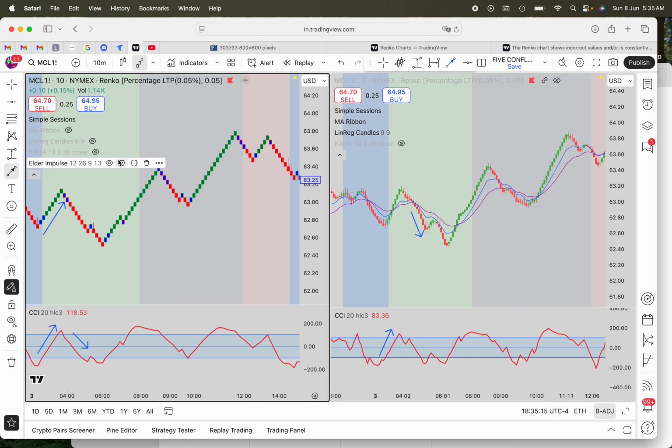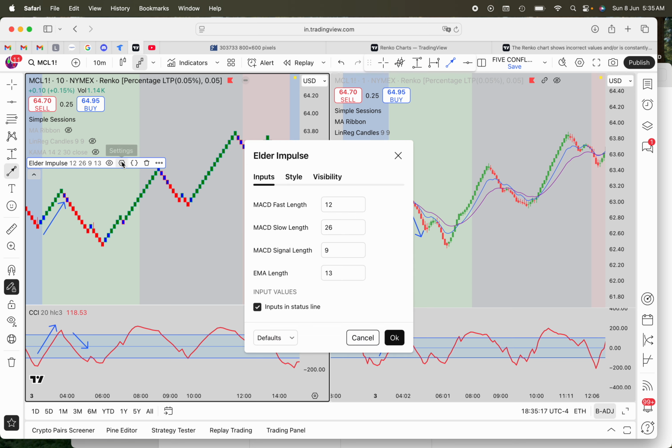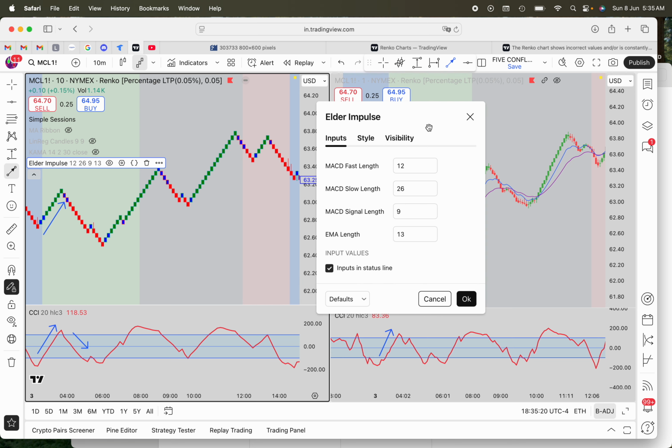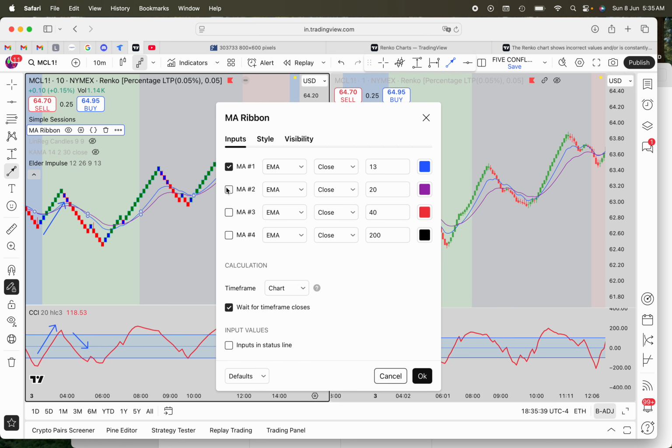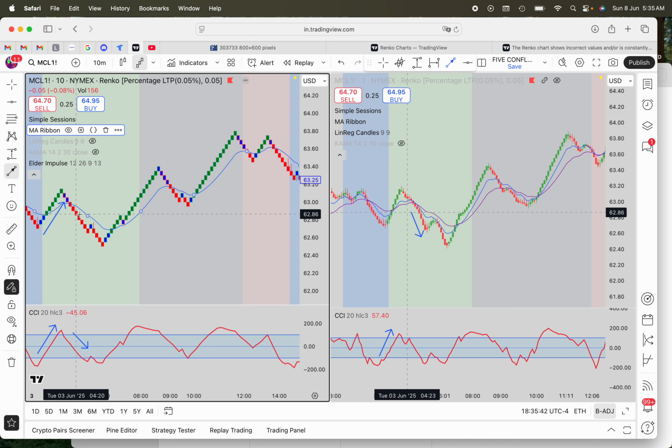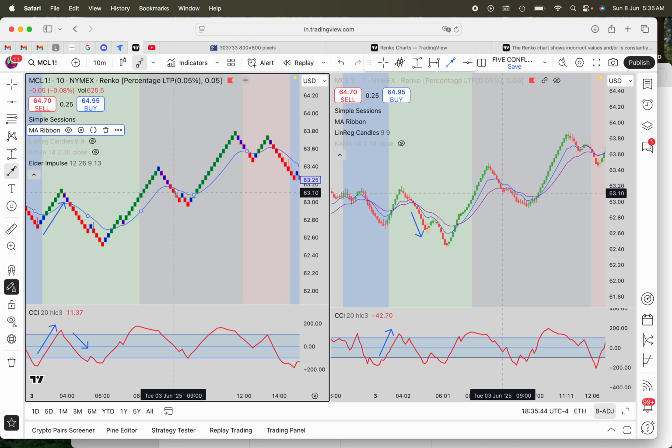Okay, this thing here is called Elder Impulse. It's this here, and it's based on the MACD. Stock standard settings 12, 26 and 9. You can change these settings, and there's an EMA in this equation, and it's the 13. And if I put this on, and I'll just turn that off. So there's a 13 EMA on this chart. Okay. So what am I getting at here?